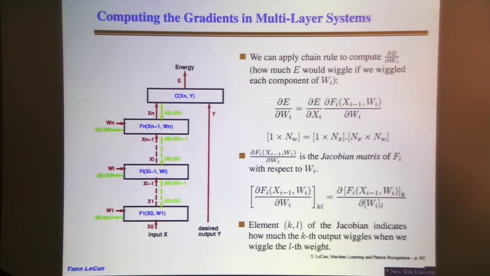Okay. This row vector has the same size as xi. This row vector has the same size as wi, and this matrix is a matrix that has as many columns as xi has components, as many rows as wi has components. And so the Jacobian matrix, the kl entry of this matrix, is simply the partial derivative of the kth output of that box, the kth component of that box, with respect to the lth component of wi, okay, which is indicated here. Okay, so that's for the weights.